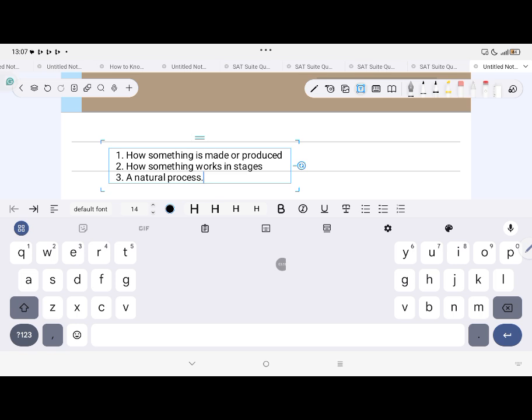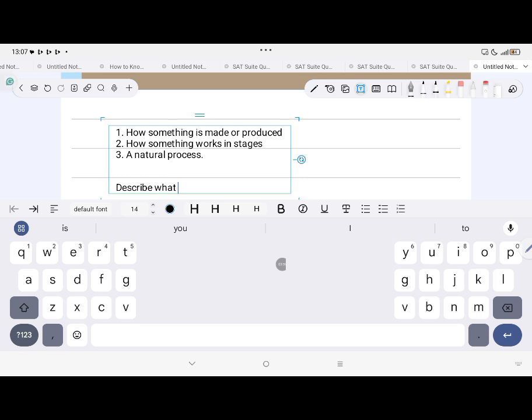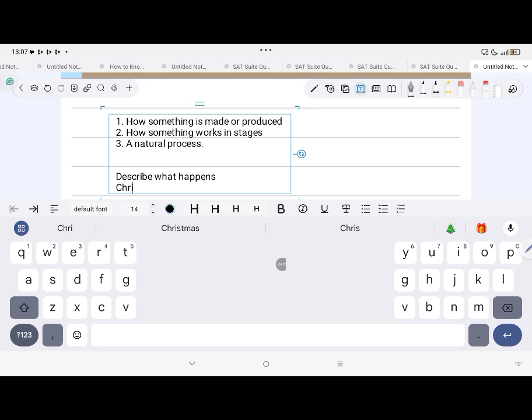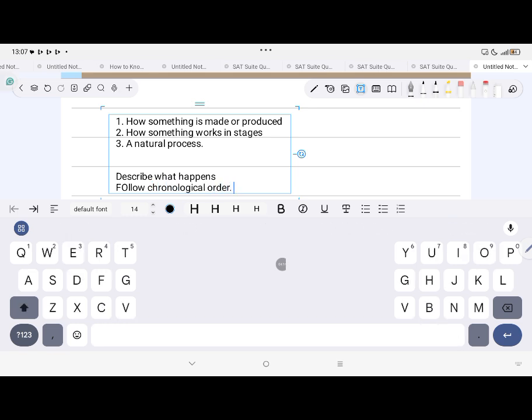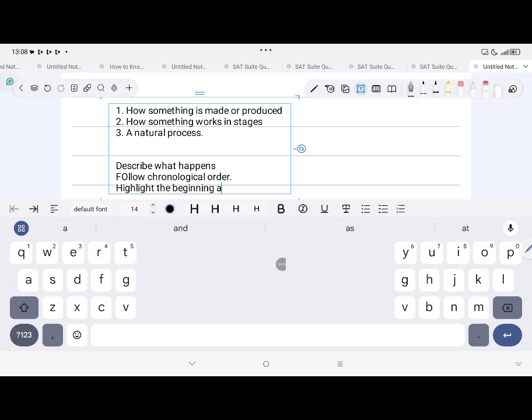Now, what do you want to do when you come across this kind of question? Firstly, you want to describe what happens. Also, you want to follow chronological order. In other words, you're describing in the order of the stages. You're not going to scatter it. Then you want to highlight the beginning and the end, because those are key stages.